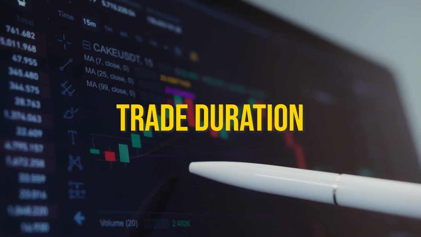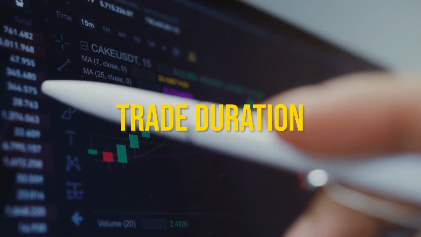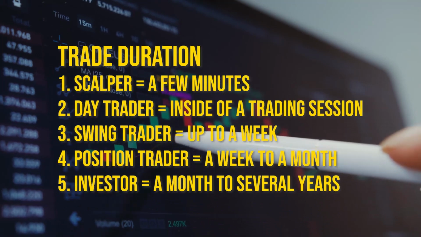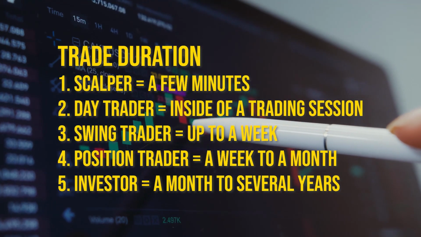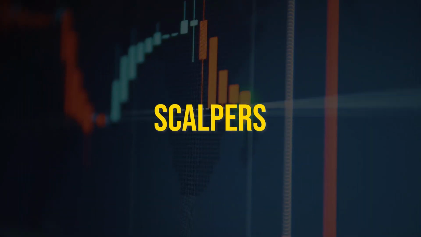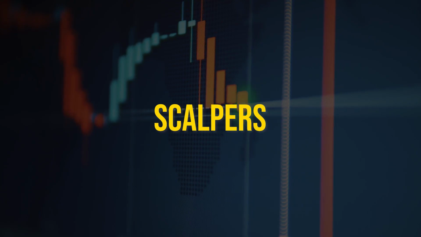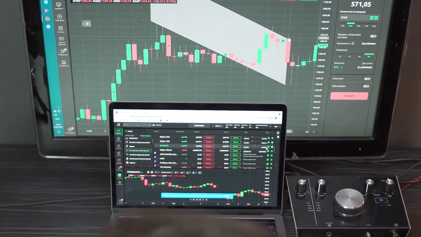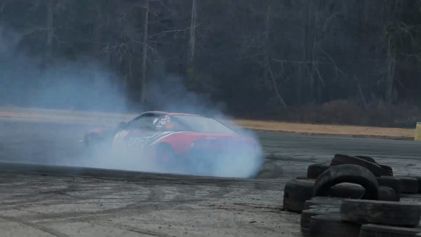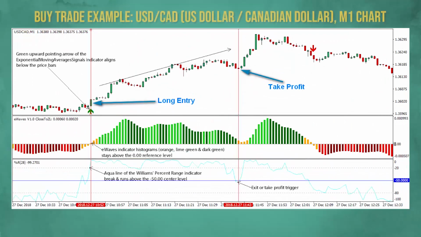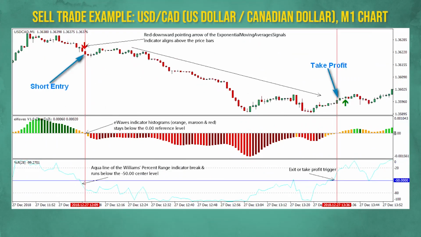Now, let's talk about trade duration. There are different types of traders, from short-term to long-term traders. Scalpers, for example, are short-term traders who aim to profit from quick market movements. They enter and exit trades within minutes, seizing opportunities as they arise. Scalpers are like the speed racers of the trading world, zooming through M1 or M5 timeframes. They keep their eyes peeled for rapid price changes and jump in and out of trades with lightning-fast precision.